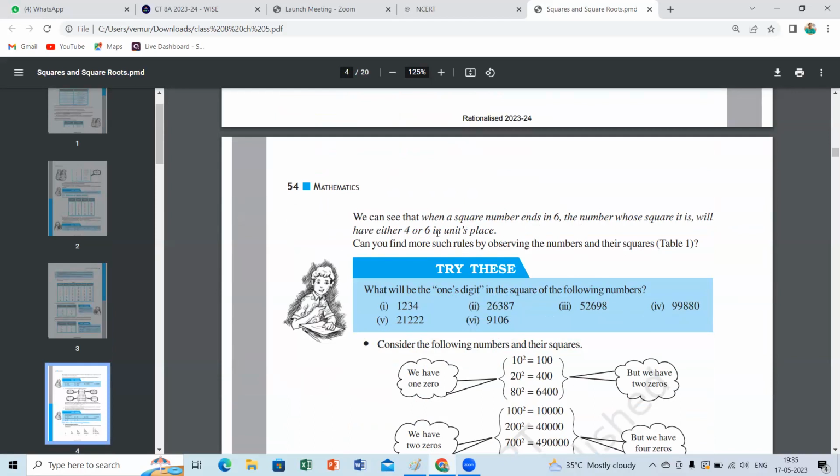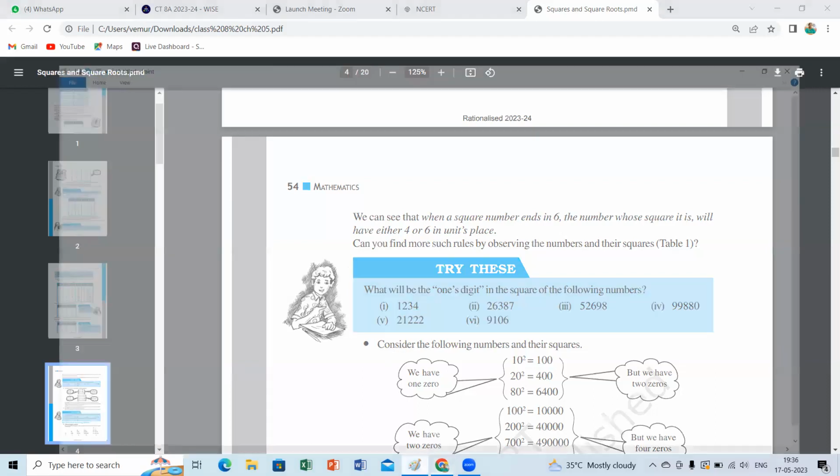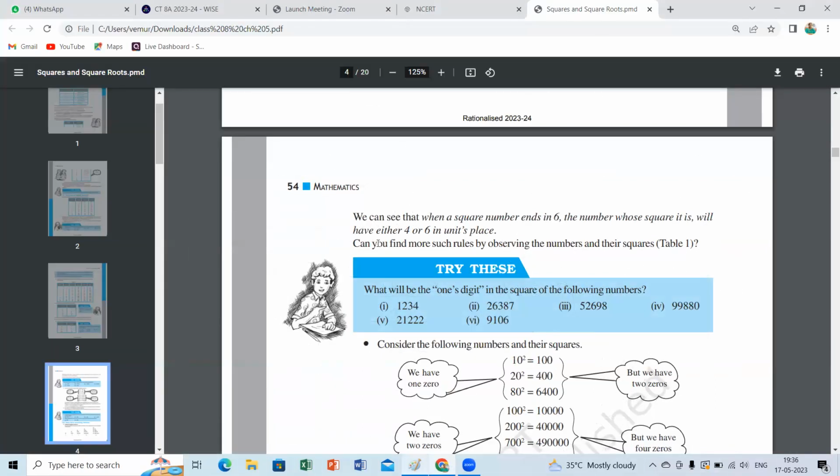Now, can you please prepare such rules? Already we did, right, in the table. Yes, ma'am. They're asking to prepare some rules. Now there is another try this for you. What will be the one's digit in the square of the following numbers?